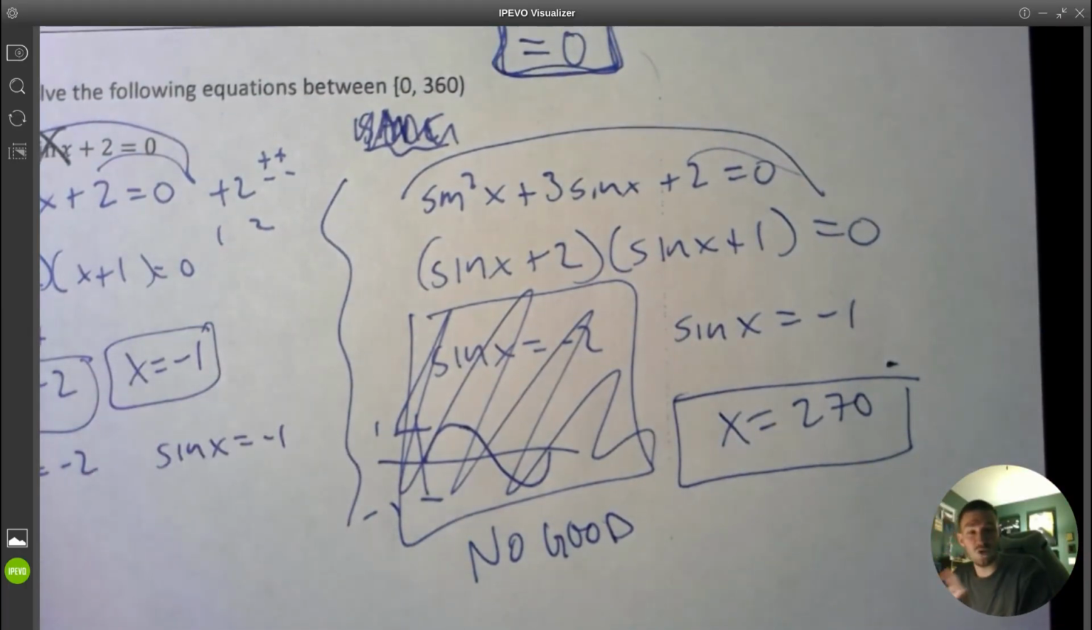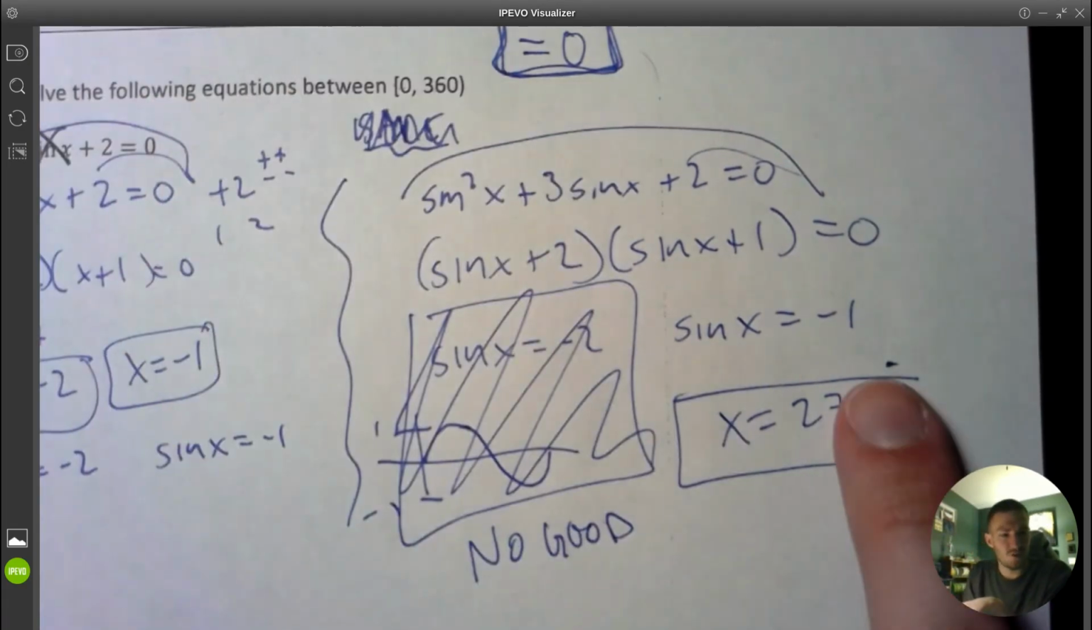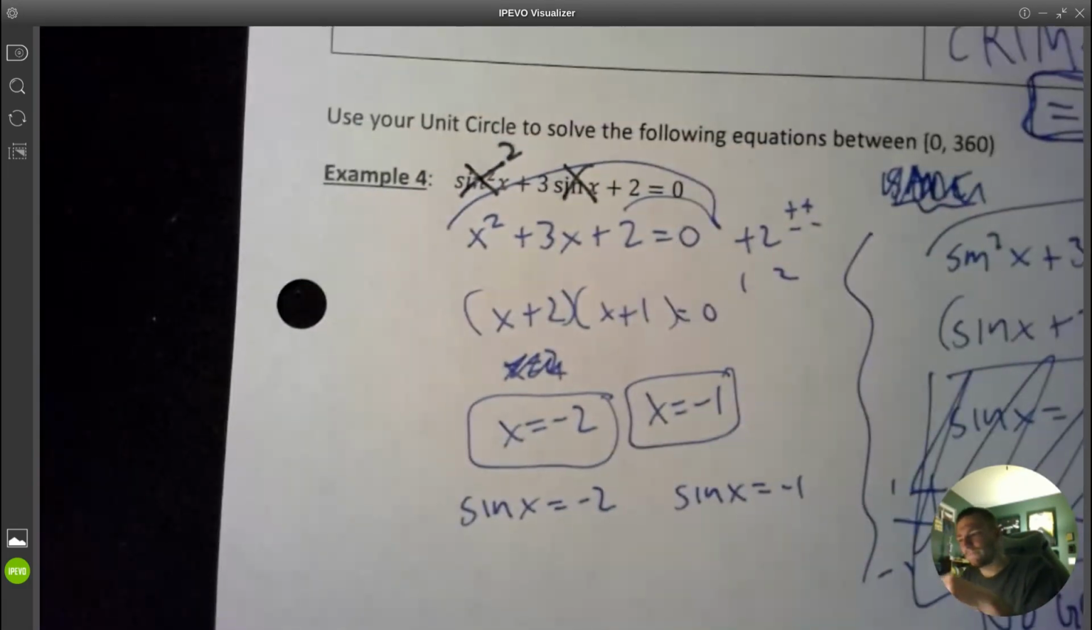So for this question, we got only one answer. We were kind of expecting 4, but we had a whole dud. This was a quadrantal. We ended up with just 1.